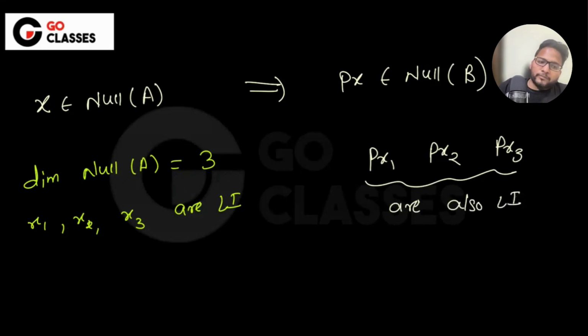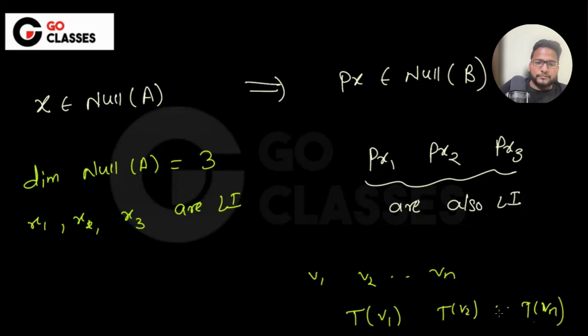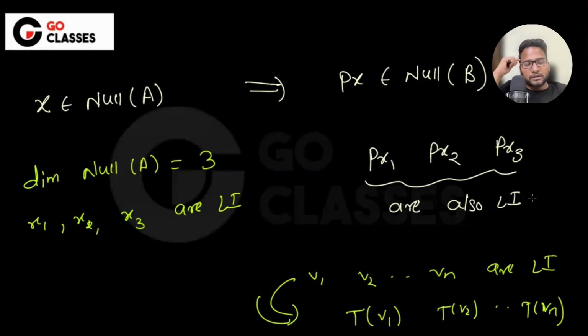Do you remember we have proved that if v1, v2, v3 to vn are linearly independent, then the linear transformation of them will also be linearly independent? Do you remember there was one question we did? How many of you remember that if they're linearly independent, then the linear transformation is also linearly independent? We did at least some kind of question in the previous class, right?